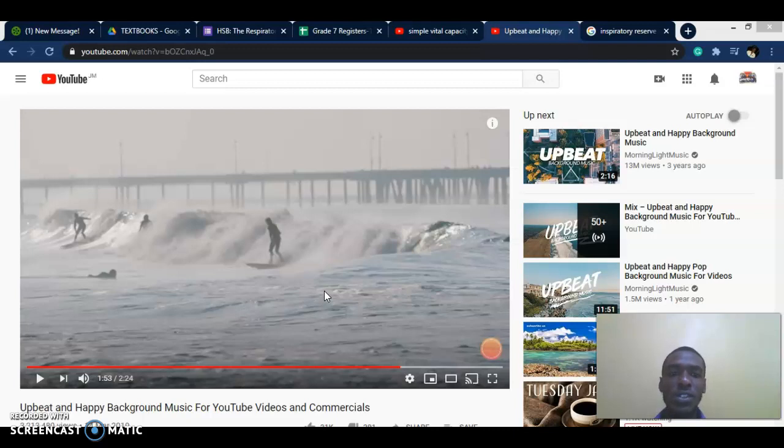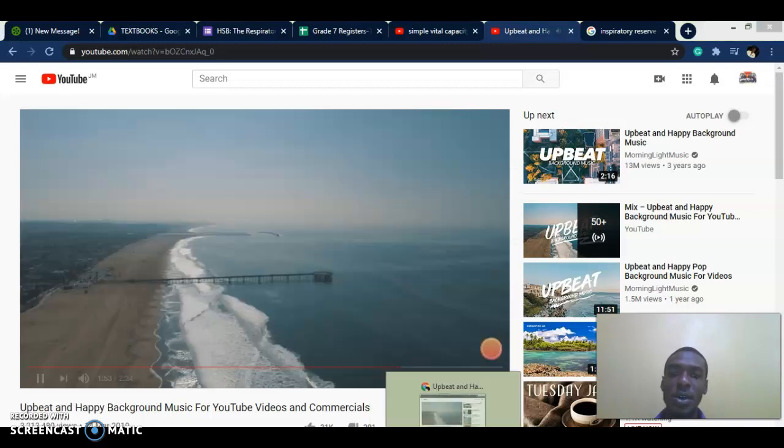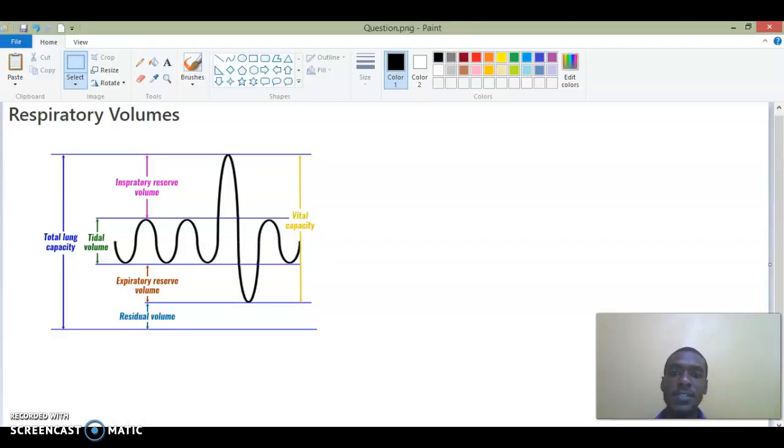Right, so you would have looked at the lungs and several things that affect breathing. So we are going to look now at some things that affect the capacity of the lungs. In other words, what causes the lungs to be able to hold the amount of air that it does, and what are the different quantities or amounts that it can hold.